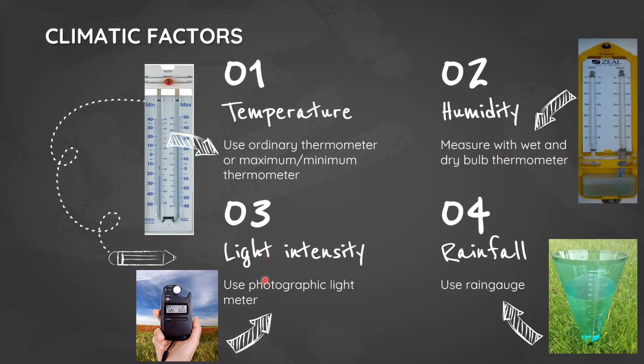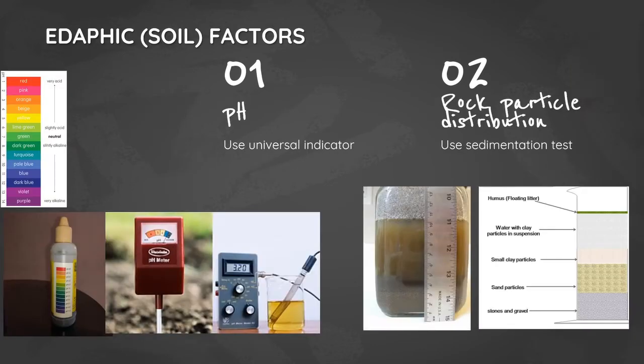Light intensity. So the light meter is used by pointing in the direction of the maximum light intensity. Rainfall. Some of you might have had an experiment where you had to use a rain gauge or create a rain gauge to measure the rainfall in one day. So we're now going to look at the edaphic or soil factors.